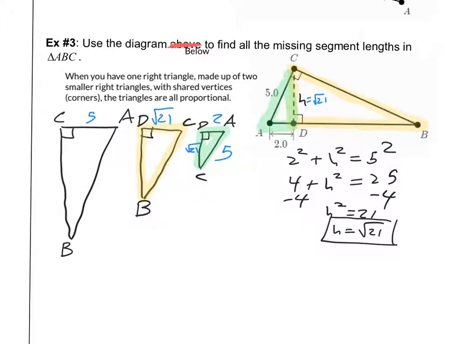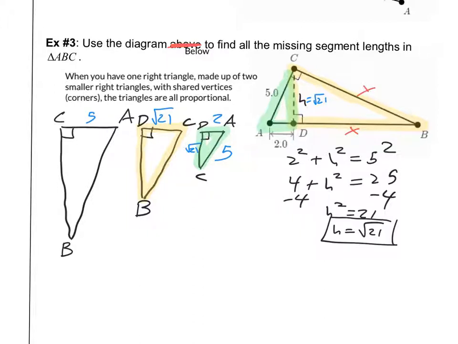All right. The problem asks for us to find all the missing segment lengths in the triangle ABC. That's this whole thing. So we still need to find BC, and we need to find BD, and then we need to find AB, right? And if we find BC, that'll be this side and this side. It'll be the same. Well, remember I said that these are all proportional. So we could label these whatever we want. Maybe we could use some X's and Y's or whatever. So let's call BD X. Let's call this Y.